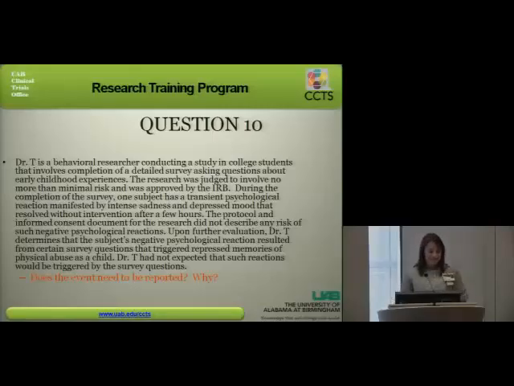So yes, this does need to be reported as an adverse event because it was an unexpected event for this study.